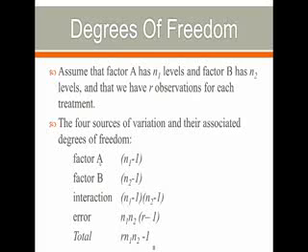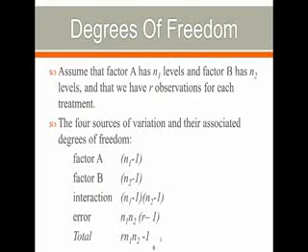Factor A, since it has N1 levels, will have N1 minus 1 degrees of freedom. Remember the regular ANOVA: it is the number of degrees of freedom associated with treatment. This was the number of treatments minus 1. For factor B, since factor B has N2 levels, it will be N2 minus 1 degrees of freedom. The interaction between the two will be (N1 minus 1) multiplied by (N2 minus 1). The error, N1 times N2 times (R minus 1).